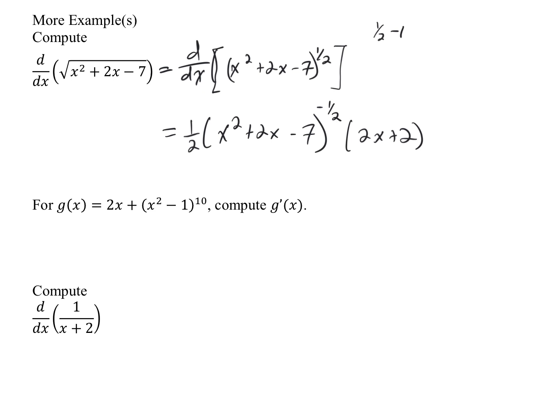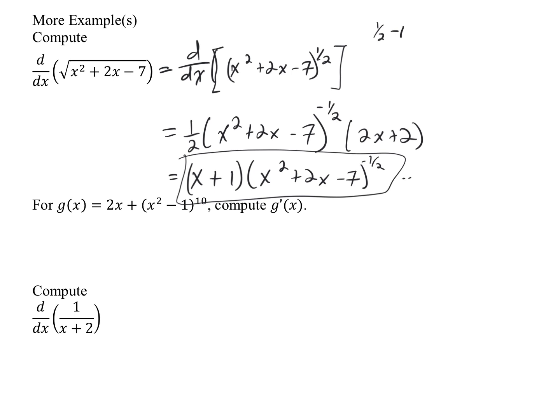We're just going to take 1/2, multiply it to both of these. We get 1/2 times 2 is just 1. And then we can write x squared plus 2x minus 7 raised up to the negative 1/2. And that's our answer. Nothing we can do beyond that.